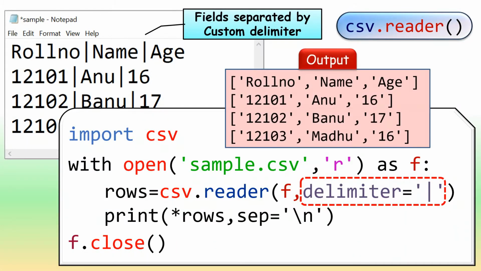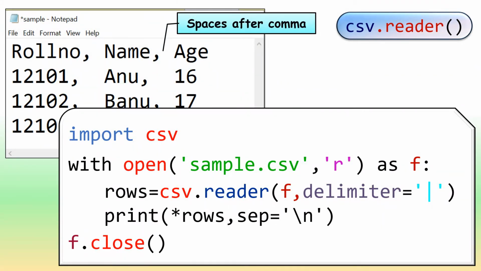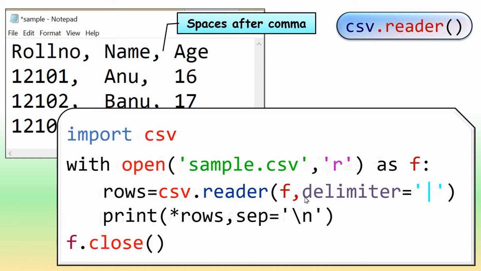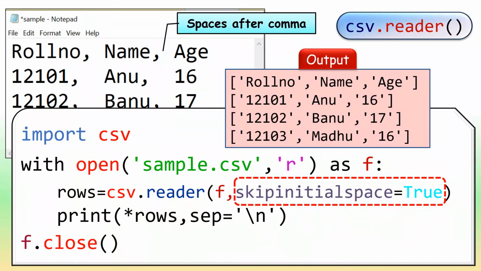Look at the output of this program. Even though the fields are separated by pipe in the notepad file, here in the output, the fields are separated by comma as usual, and each record is in the form of a list. In the next example, there are some spaces after the comma. When there are spaces after the comma, then in the reader function, you have to use this parameter, which is called skipinitialspace equal to True. This will make the reader function read the records by skipping the spaces after the comma. The output will be the same as before.